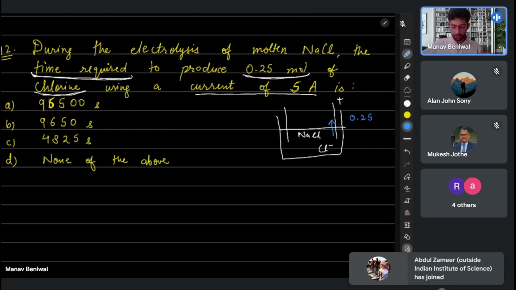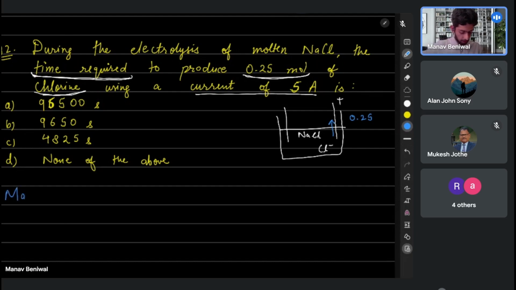So let us write it systematically. Let us write mass of chlorine gas.